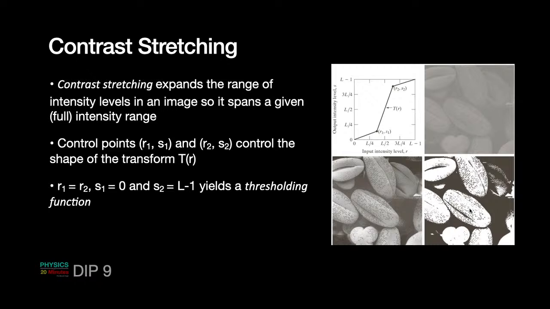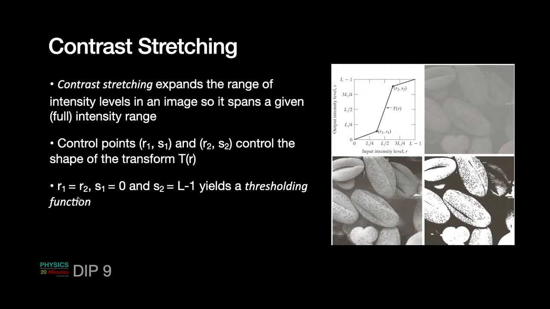Now, if R1 is equal to R2, that means the x coordinate of this point, which is R1, is the same as this, that means if this comes right on top, imagine a vertical straight line, then R2 is this.